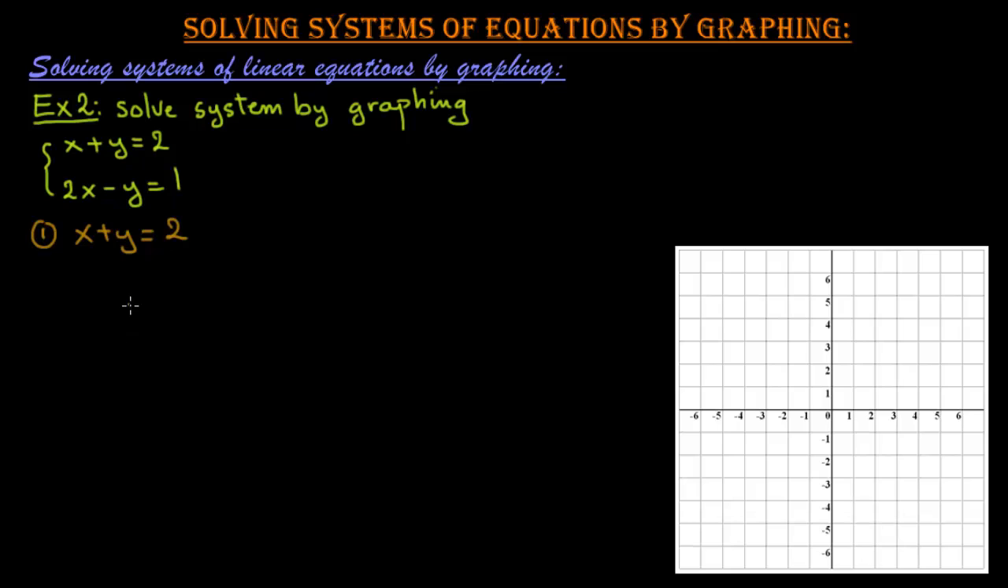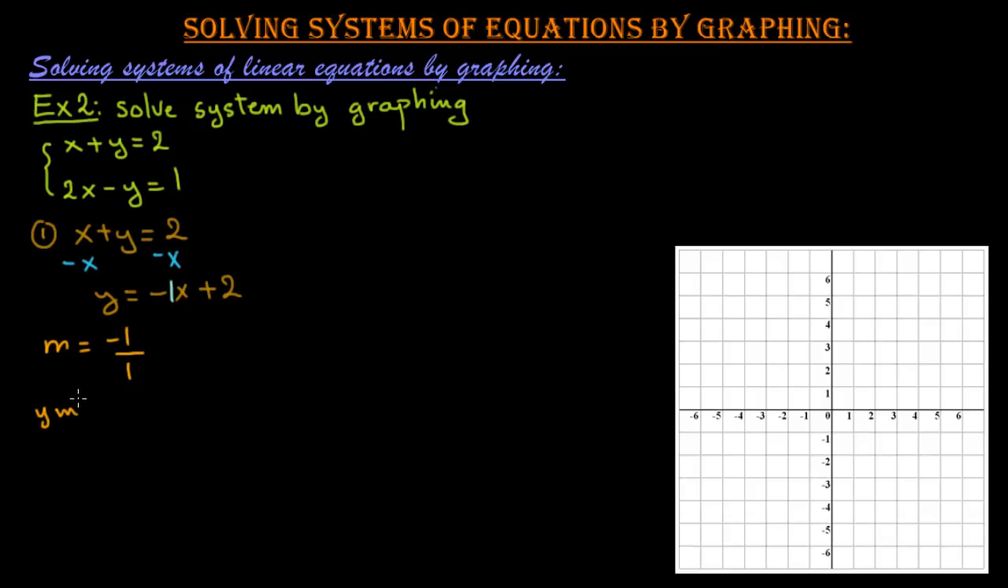Most of the case I will graph it by slope-intercept form. So I'm going to solve for y. So subtract x on both sides. That will give me y equal to negative x plus 2. Then my slope in this case is, we don't have a number in front of x, so it would be 1. So the slope will be negative 1. And we have to write it in fraction to do rise and run, so negative 1 over 1.